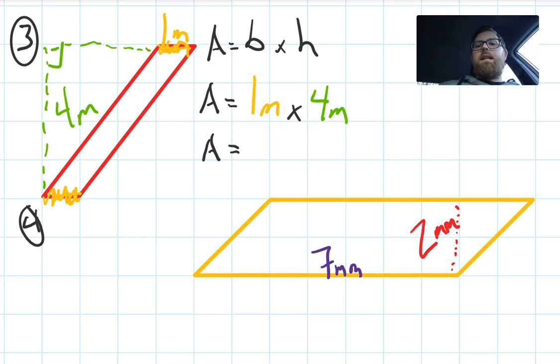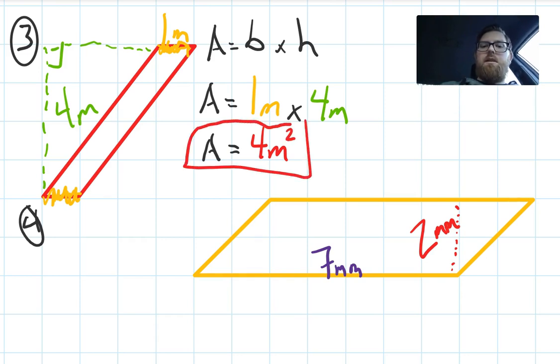Okay. And now I actually have to multiply the two numbers. So in this case, I have 1 meter times 4 meters, which is 4. And then I write down this symbol of measurement, in this case meters, and the little squared sign. So in this case, my area for this red parallelogram is going to be 4 meters squared.